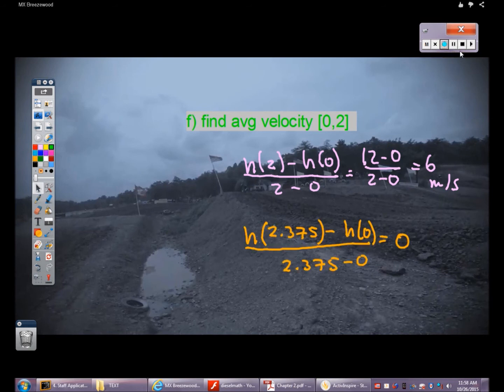If I wanted to calculate the average velocity the entire time I'm in the air, from takeoff to landing, it takes me 2.375 seconds from when I leave the ground until I touch down on the ground. So that average velocity would be h of 2.375 minus h of 0 over 2.375 minus 0. And that, of course, would be 0. Now, if I have a perfectly parabolic flight path, which I believe I did in this jump, my average velocity is going to be 0 because I'm finding the slope from when I'm on the ground until I'm on the ground. And that would be 0. It's a horizontal line.